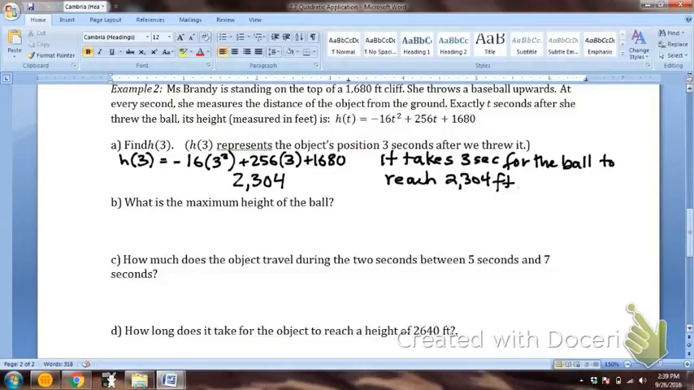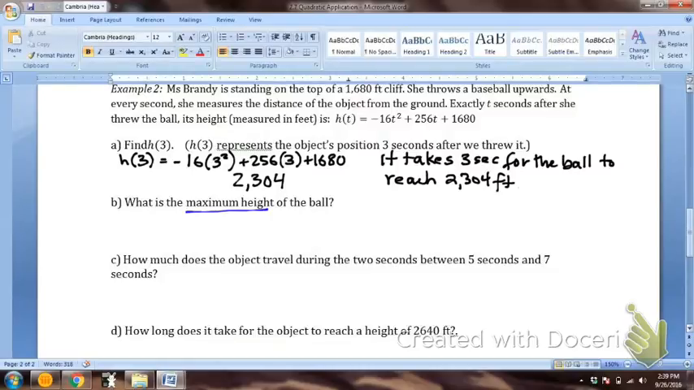Right? Okay. The next question, part B, says, what is the maximum height of the ball? What's a key phrase there? Maximum height. Anytime we see maximum height, what do we use? Yep. Negative b over 2a.